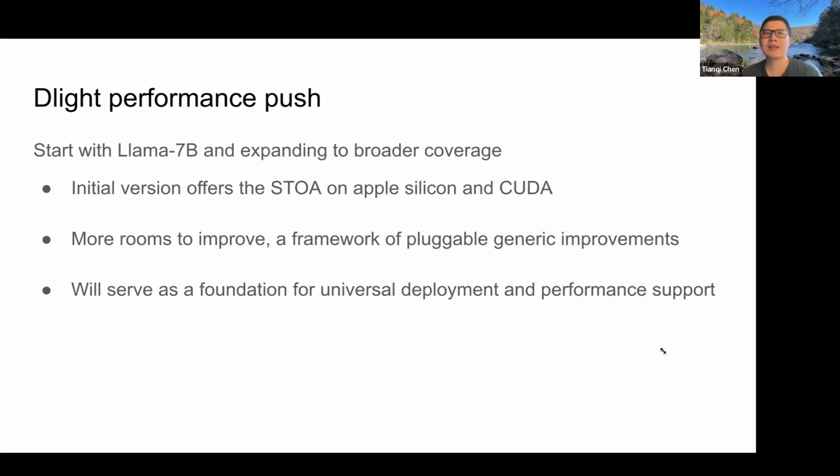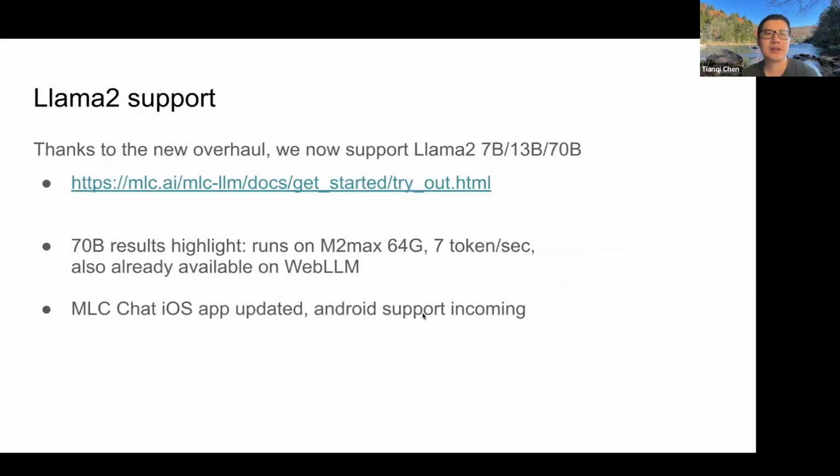So I think one of the good things now is that with the new dLite support, we are getting pretty decent Llama coverage. Right now, MLC originally focused on 7 billion, right? So I think there are some amazing results to be highlighted on 70 billion. If you have a decent Mac machine that contains enough VRAM, we'll be able to actually run the biggest Llama model out there with pretty decent performance.